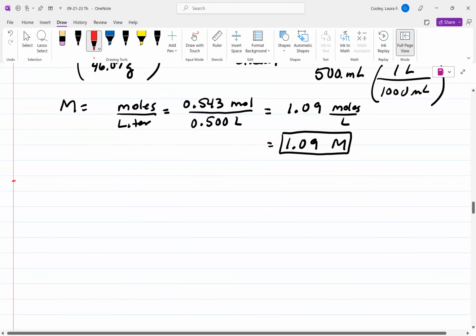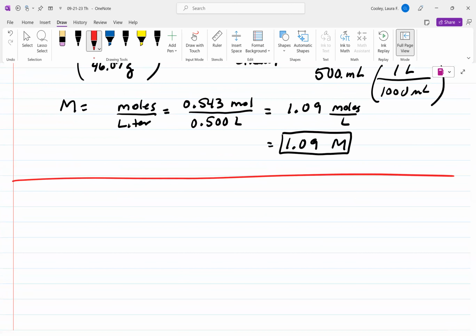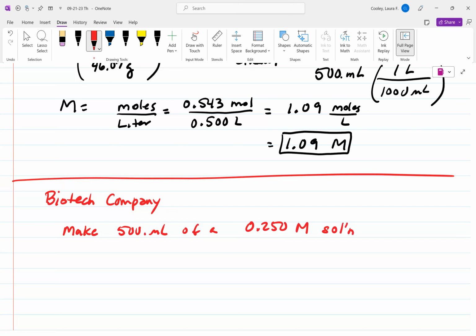All right. So the next type of problem would be, what if you get a job at a biotech company? Lots of our students go on to various jobs in industry, and you're working at a biotech company. It's your first day, and you're asked to make 500 milliliters of a 0.250 molar solution of phosphoric acid.